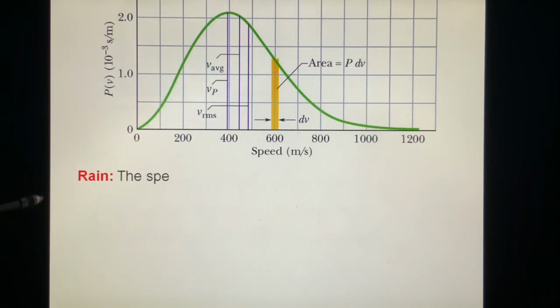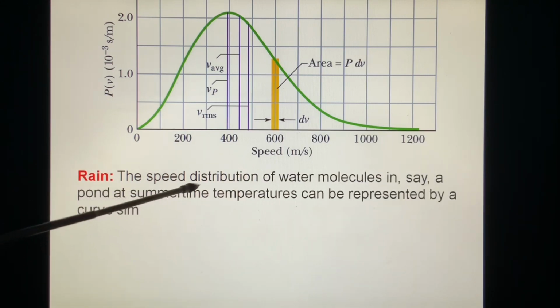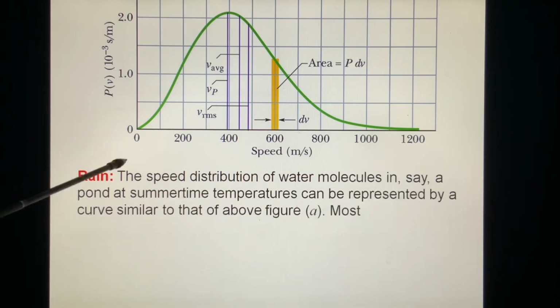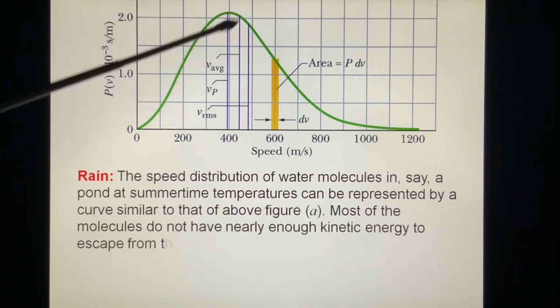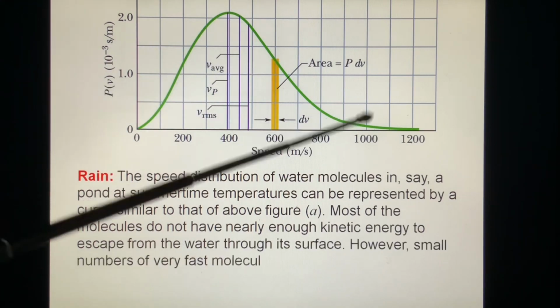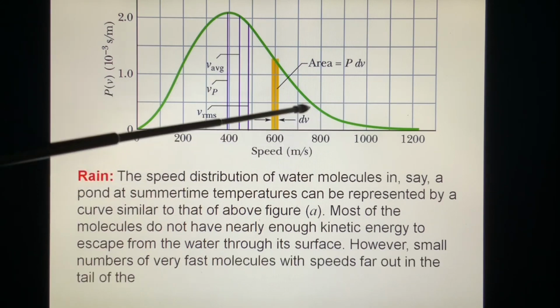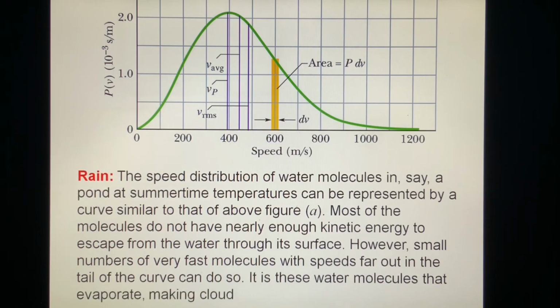Now we look at this one. Rain. The speed distribution of water molecules in, say, a pond at summertime temperature can be represented by curves similar to the one above. Most molecules do not have enough energy to escape from the water surface. However, some small number of very fast molecules, with speed far out in the tail, can escape from the surface. This is how water molecules evaporate, making clouds and rain possible.